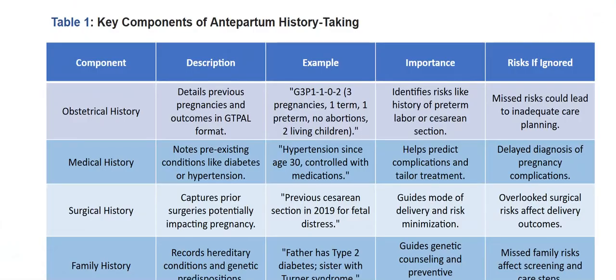Summary tables. Next, we have tables to summarize what we have covered through this lecture. A table on key components of antepartum history taking: component, description, example, importance, risks if ignored. Components: we have obstetrical history, medical history, surgical history, family history, lifestyle history.